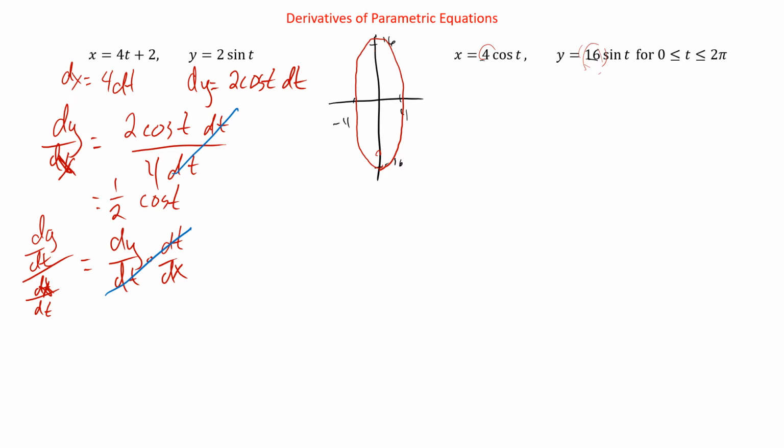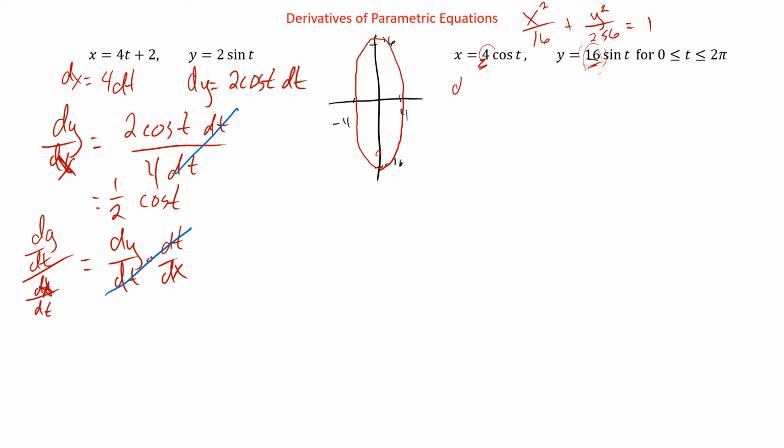The equation, if we wanted to make this into a normal equation, it's x squared over this 4 squared, which is 16, plus y squared over 16 squared, 256, equals 1. So that's the regular equation that we'd have for this particular ellipse, but that changes into here. It's kind of like a circle, except these two numbers aren't the same. So let's find the derivatives of these so we can see the slopes of the line.